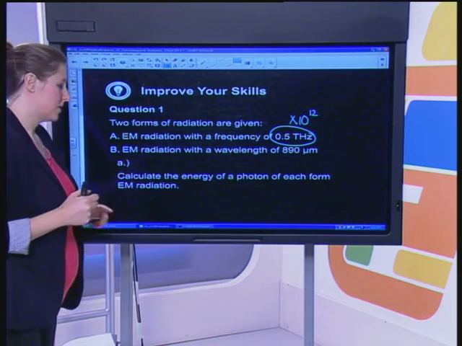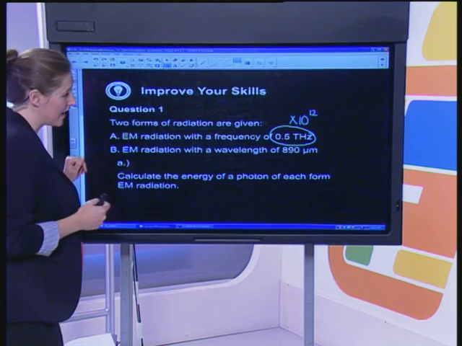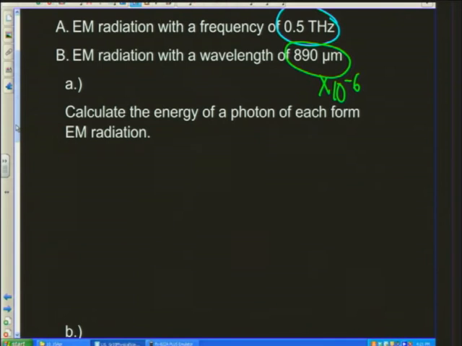EM radiation, another form of radiation, B, EM radiation with a wavelength of 890 micrometers. Notice a wavelength is a distance measurement, and they're giving this micro symbol, and micro stands for times 10 to the power of -6. So that's a very small distance. Okay? Calculate the energy of a photon of each form of EM radiation. So I'm going to do them separately.